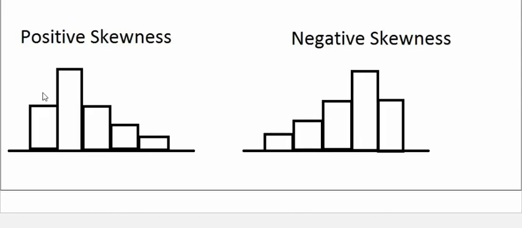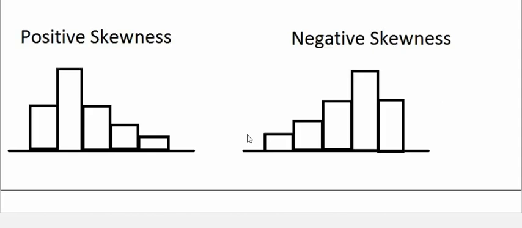If a data set peaks at the left end and it trails off toward the right, it has a positive skewness. And if it peaks at the right and trails off toward the left, it has a negative skewness. So when a data set has a positive skewness, it means that the bars are trailing off toward the positive end, toward the right. And if it has a negative skewness, it means that the bars are trailing off in the negative direction, toward the left.